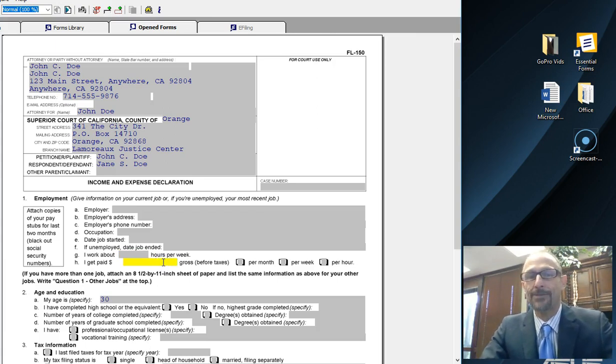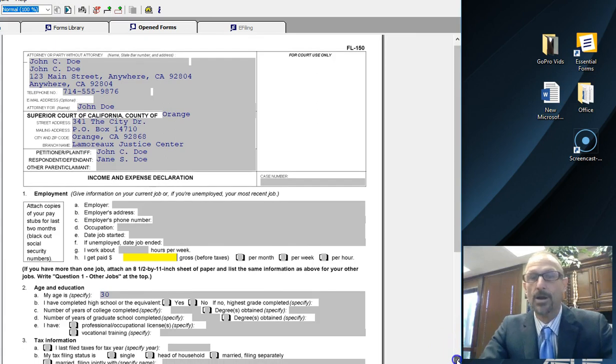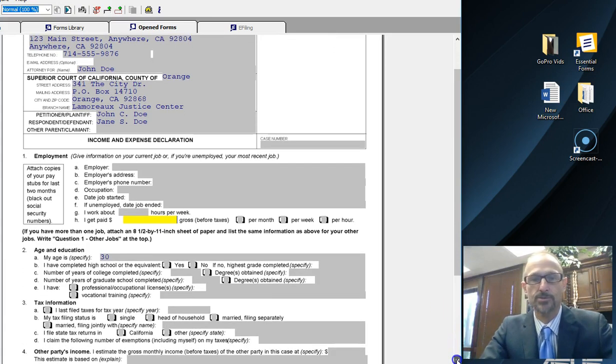All right. And then the next one is very simple. H, I get paid blank gross before taxes. There's a per month, per week, and a per hour box. So if you get paid per hour, mark the per hour box and put in the bigger blank space to the left how much you get paid per hour before taxes. If you get paid per month, mark the per month box and put in there how much you get paid per month. All right, gross, before taxes. We always use before taxes.